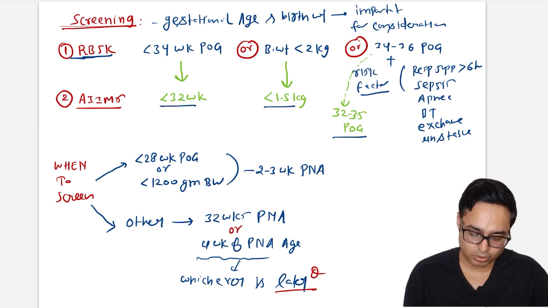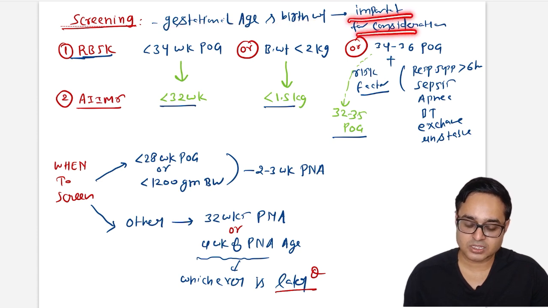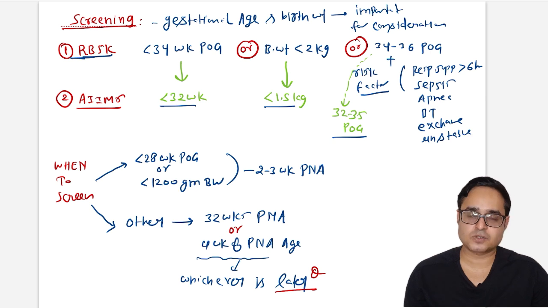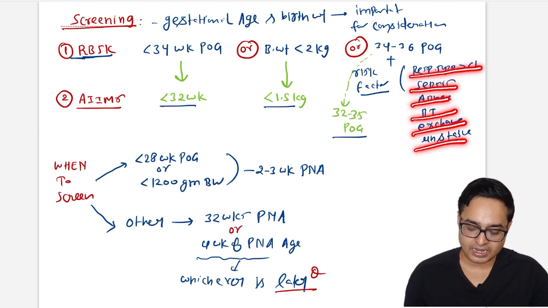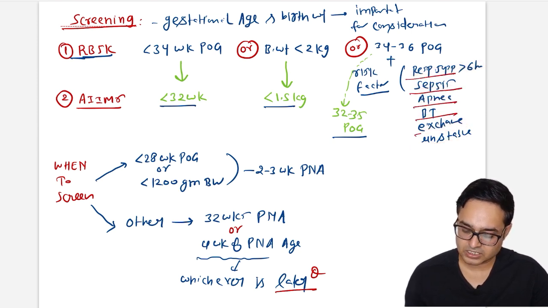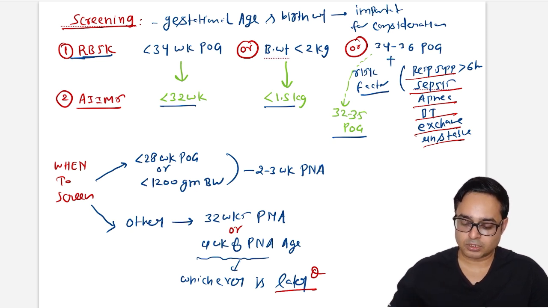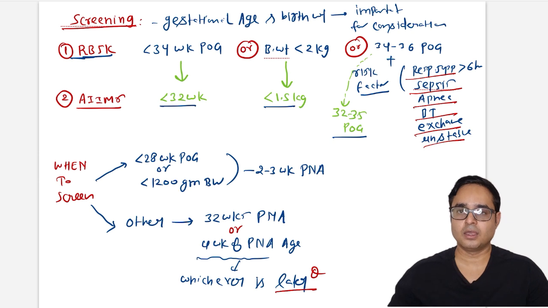What is the screening protocol? Screening will depend on gestational age and birth weight, so these are important considerations. There are two protocols. Rashtriya Bal Swasthya Karyakram, RBSK, says any neonate less than 34 weeks of gestation or birth weight less than 2 kg, or 34 to 36 weeks of gestation along with risk factors. What are the risk factors? You have to remember them all: respiratory support for more than 6 hours, sepsis, apnea, blood transfusion, exchange transfusion, and unstable neonate. If these risk factors are present at 34 to 36 weeks of gestation, you have to do screening for retinopathy of prematurity.